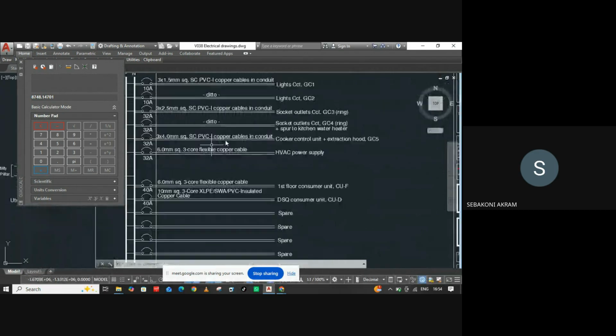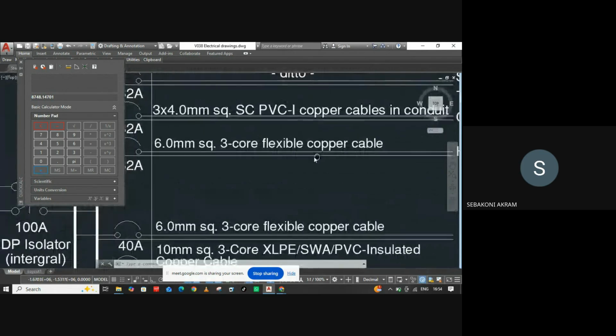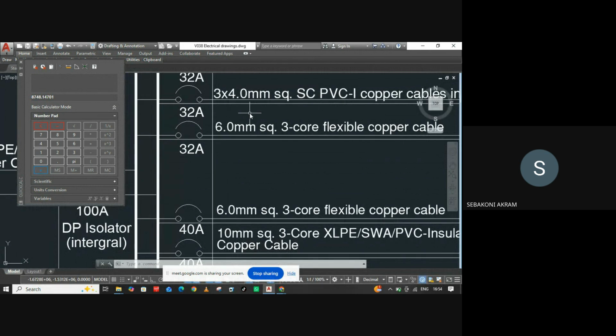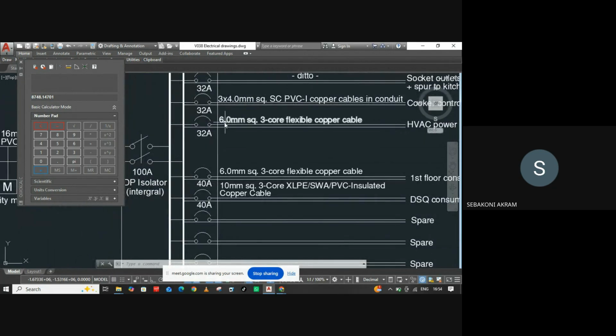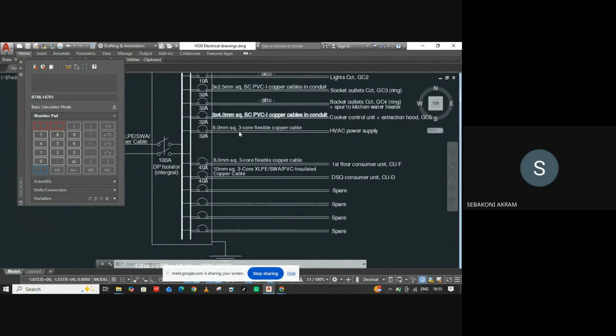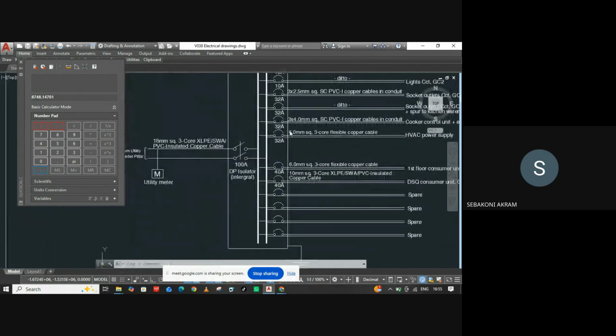So now we expect some HVAC power supply. We really don't know where they are going to supply, but we expect an HVAC, which we give a 6 and 32 amps. But as far as it goes, what we're really interested in is the main, because this main supply to the house gives us the capacity.